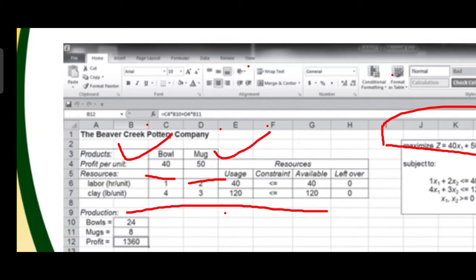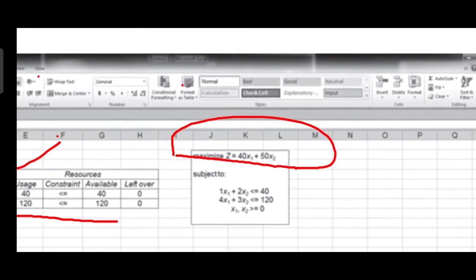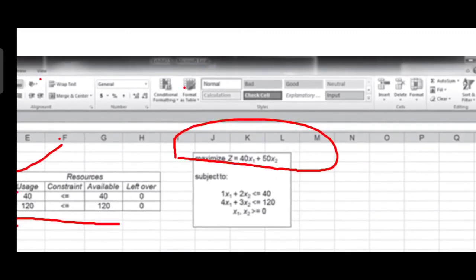Pila ka buok hours, so you are limited to 40 hours per unit. So that is equivalent to 5 persons. If a person has 8 hours per day, so mao na imong constraint. And then for your clay, meron ka lang 120 clay, mao na imong availability. So you are limited to this constraint.